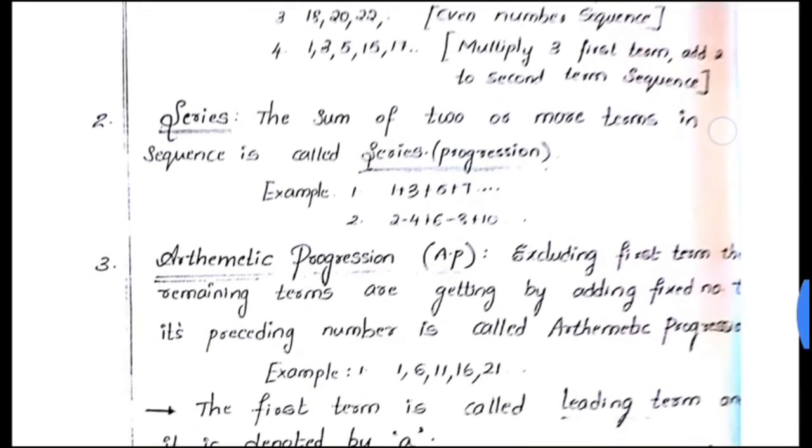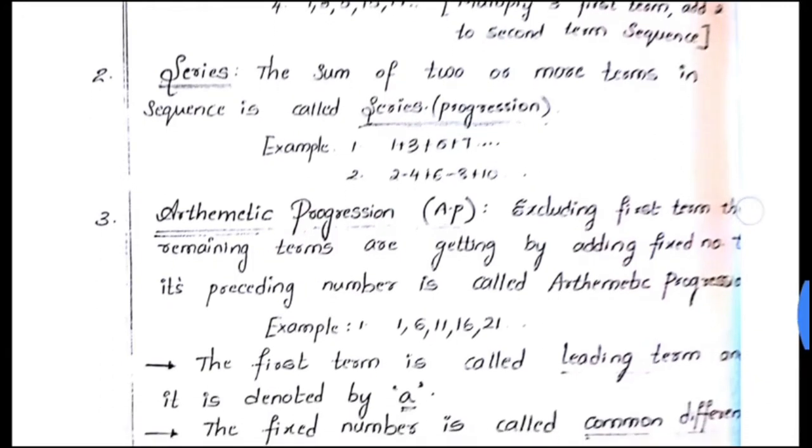What is meant by series? The sum of two or more terms in a sequence is called a series. Means either sum or difference also. The sum or difference of two or more terms is called a series. Example: 1 plus 3 plus 5 plus 7. This is the series of odd numbers. 2 minus 4 plus 6 minus 8 plus 10 and so on. This is the series of even numbers.